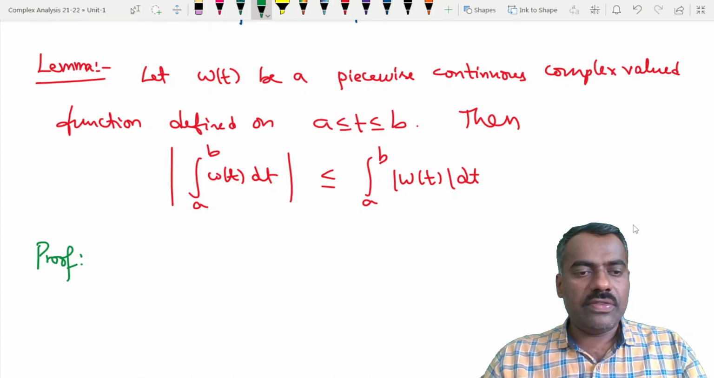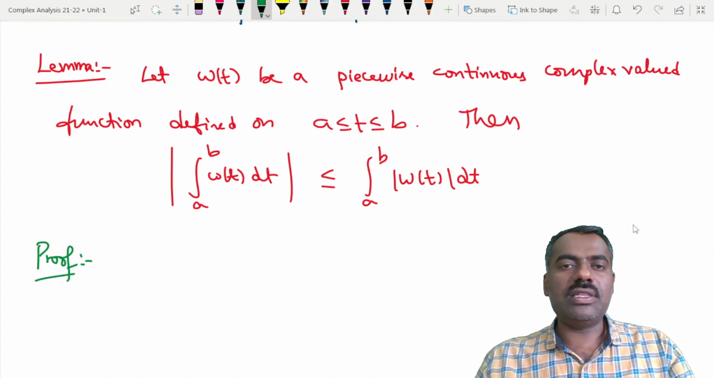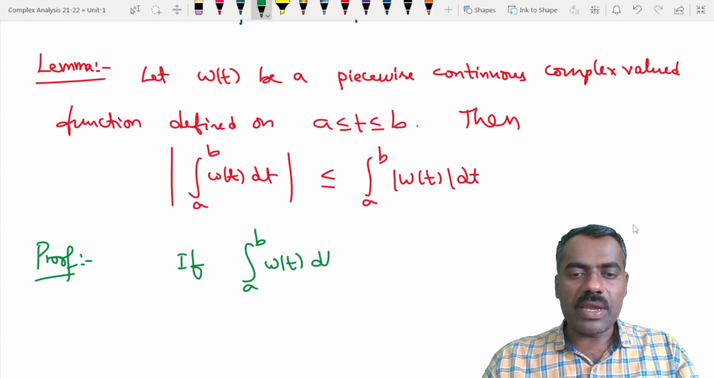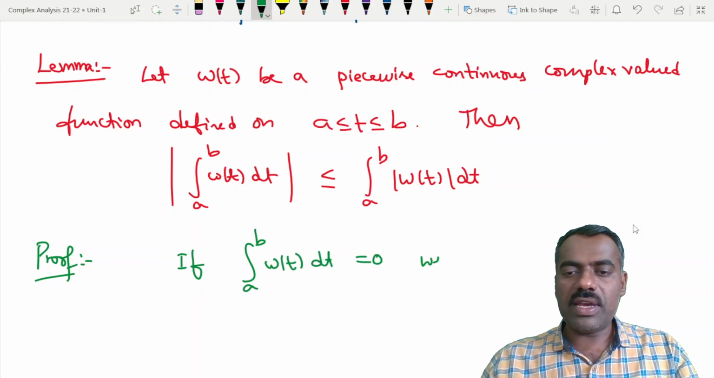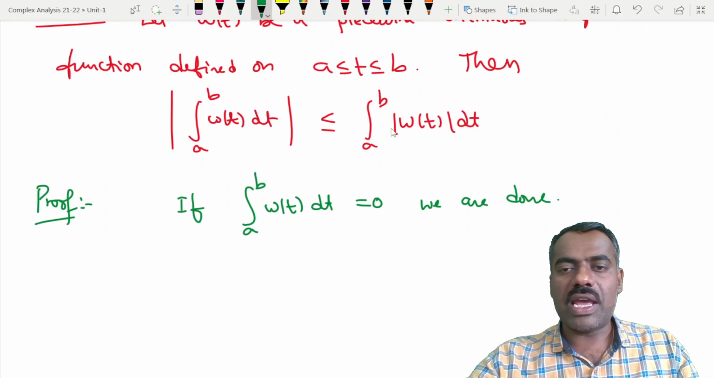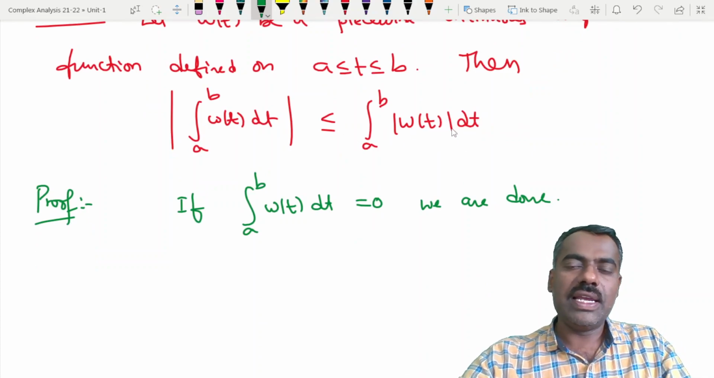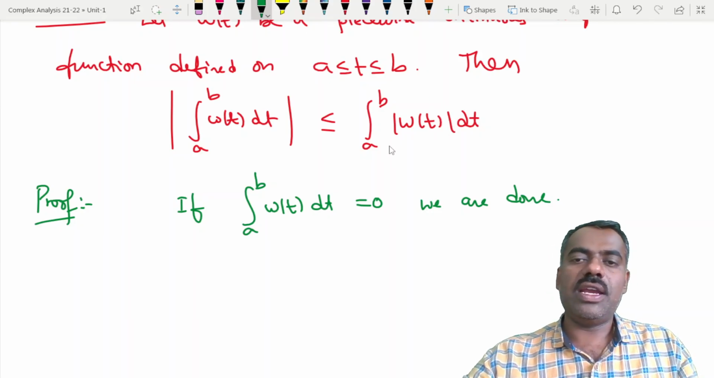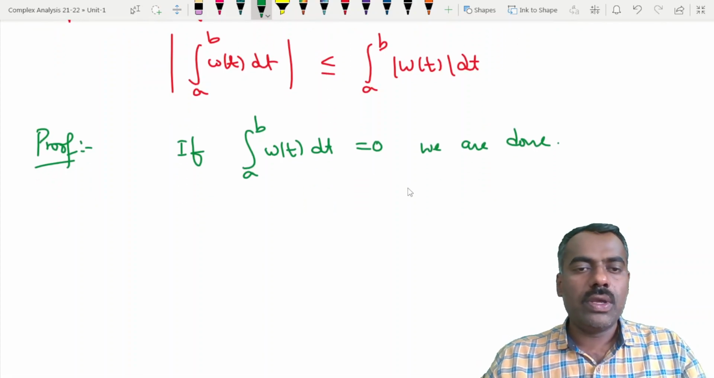Even though it is a lemma, you can easily solve this by considering it as a problem. So first of all, we can observe that if the integration of W of t from a to b is 0, then we are done already. We don't need to prove anything, because this is 0, and what we have here is greater than or equal to 0. We know already from real calculus that the integration of a non-negative value is always non-negative.